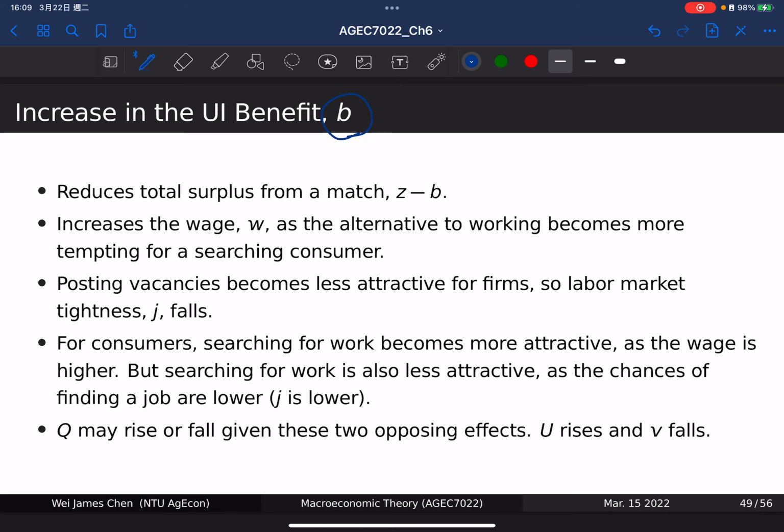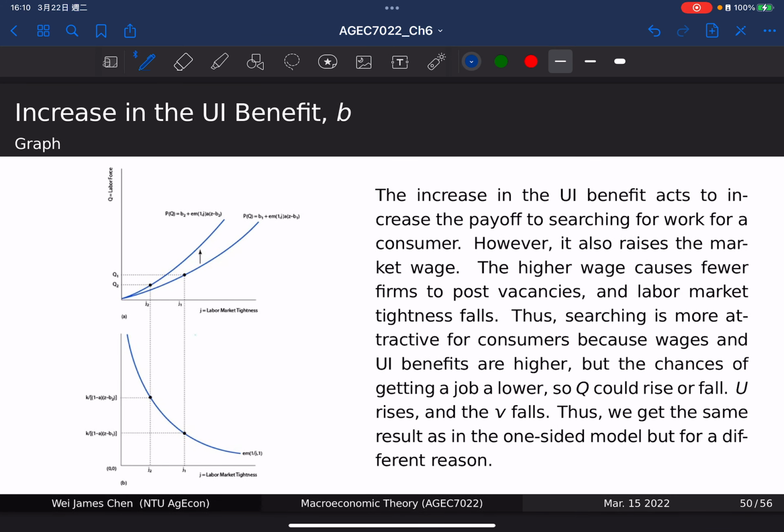And posting vacancy becomes less attractive to firms because now the benefit of actually getting someone who works is lower. So the labor market tightness will fall. And for consumers, searching for work becomes more attractive as the wage is higher. But searching for work is also less attractive as the chance of finding a job is lower because J is lower. So you need to see the graph and see what's happening there in total. In this case, Q may rise or fall given these two opposite effects. Unemployment definitely will rise and vacancy definitely will fall.